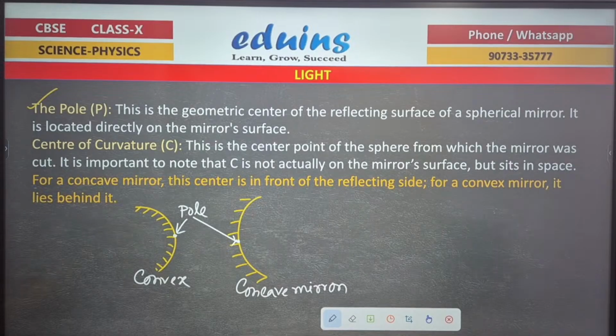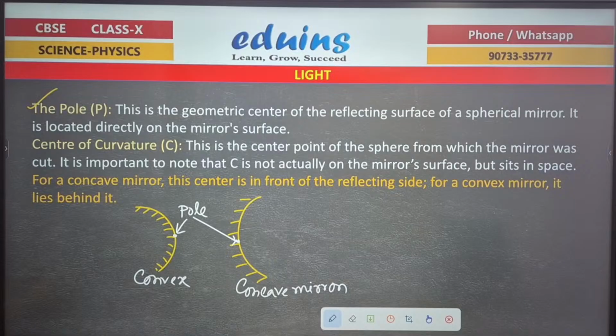It is important to note that C is not actually on the mirror's surface, but it's okay, Sharthak. Okay, hello, welcome to this live session, Sharthak.